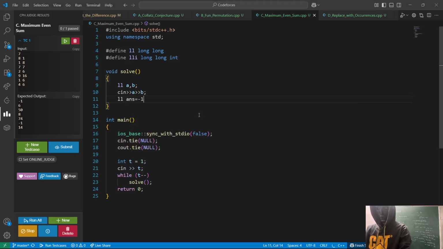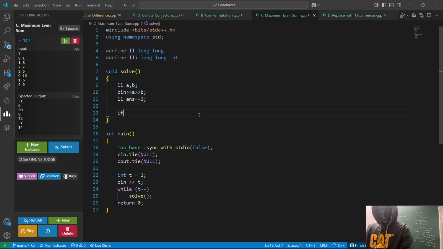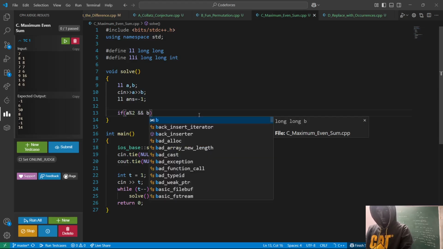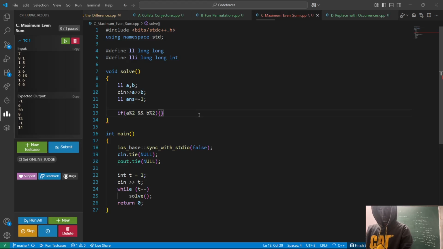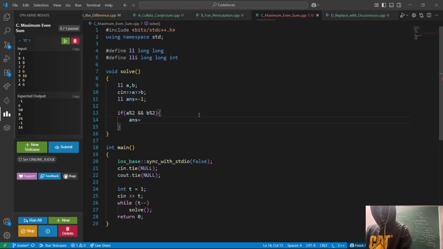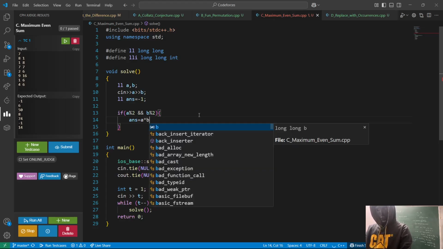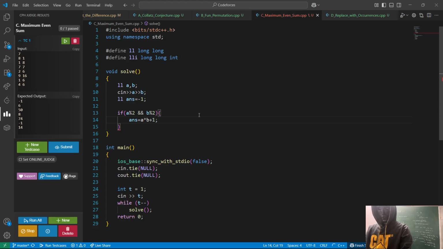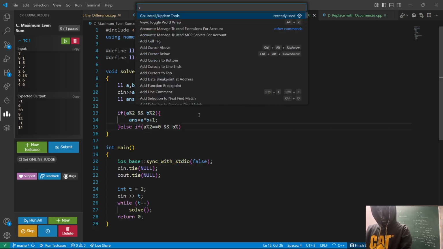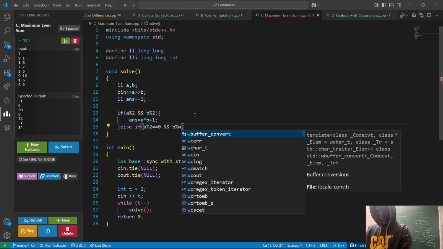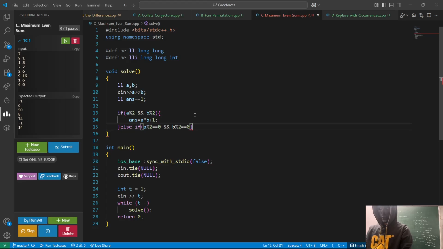Let's take answer as -1 initially, and we need to check if a modulo 2 is odd and b modulo 2 is also odd. I mean both a and b are odd numbers. In that case your answer will be, as I said, a star b plus 1, right? As I showed on the board. Else if you need to check if a modulo 2 equals 0 and b modulo 2 equals 0, which means both are even numbers.